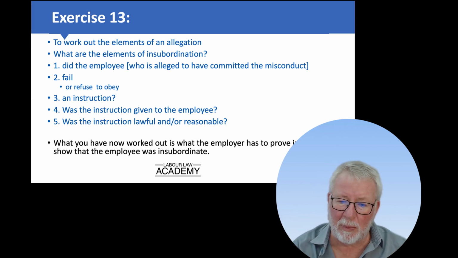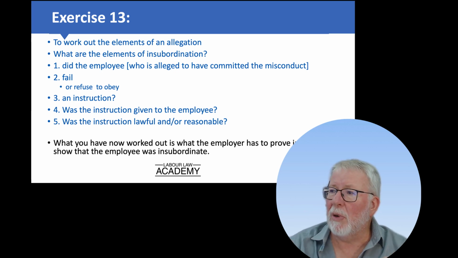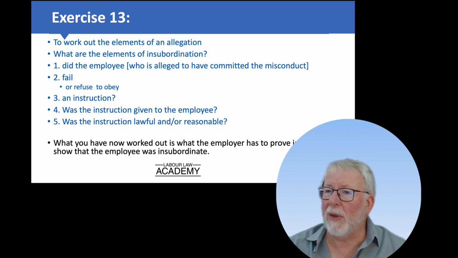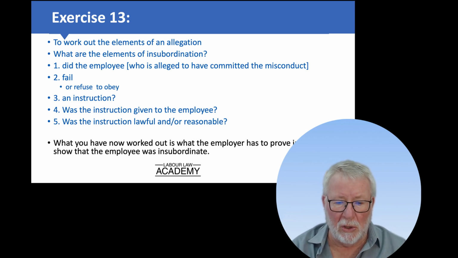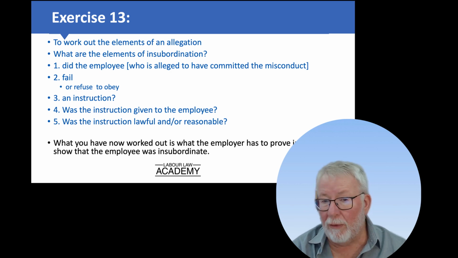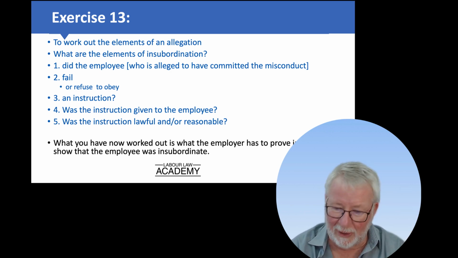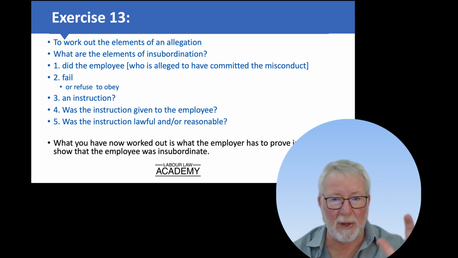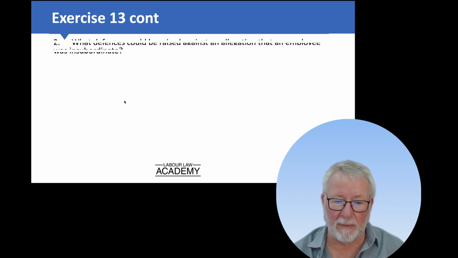The first one is, did the employee, you have to prove, if you're charging somebody, you can't just prove somebody. If you're charging Mr. Smith, it's not sufficient to prove somebody out there didn't obey the instruction. You have to prove Mr. Smith didn't obey the instruction. So it's, did the employee fail or refuse? Because that's what insubordination is. You failed, you just didn't do it, or you refused. You said, stuff you, I'm not going to do it. The instruction was given to the employee, and the instruction was lawful and reasonable. All of that is taken from the meaning of insubordination.